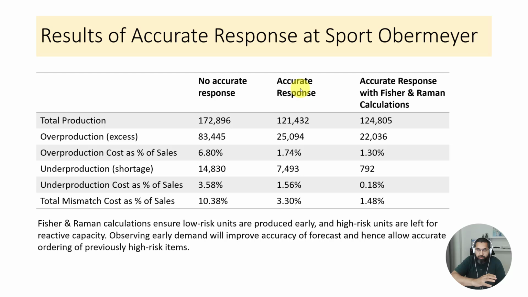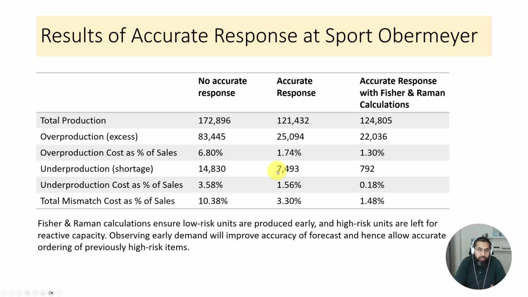Just putting the system in place without any complex calculations gets you down from 10% mismatch cost to 3.3% mismatch cost. Overproduction has been cut by a huge chunk. Instead of overproducing 83,000, you're overproducing 25,000. Underproduction has been cut as well. You're producing too little of these. How has this been cut?